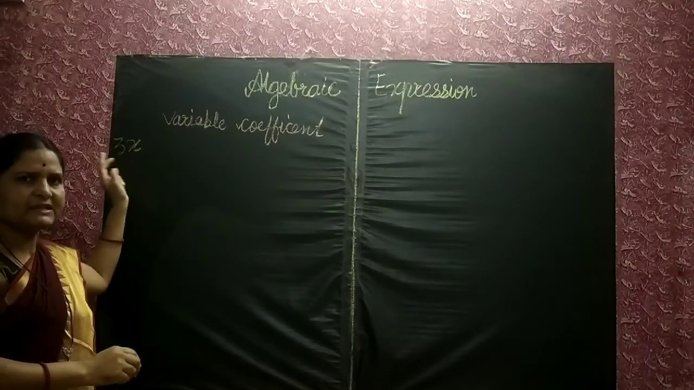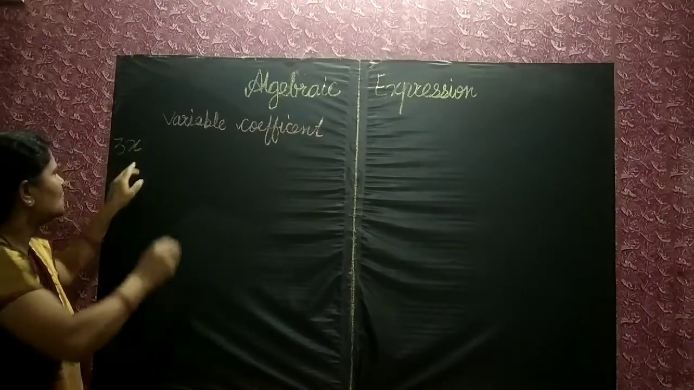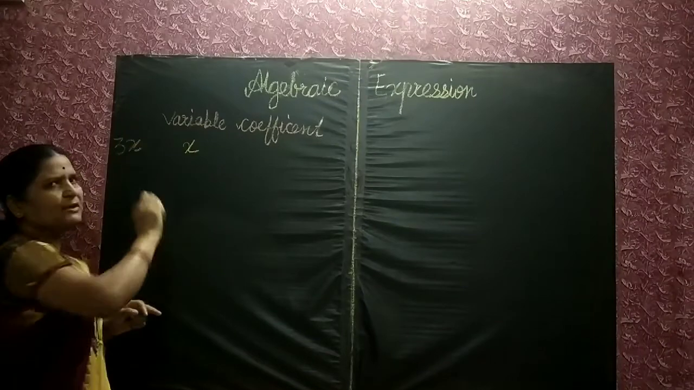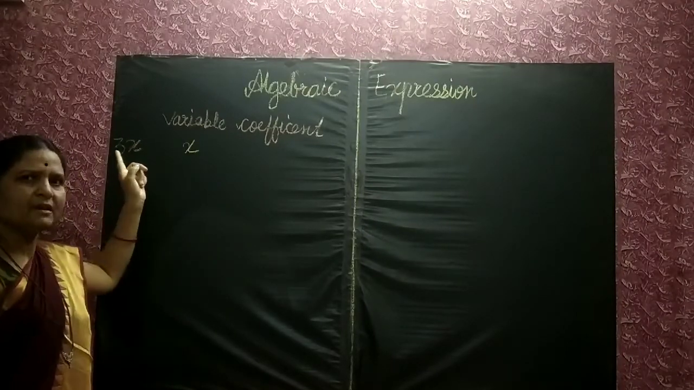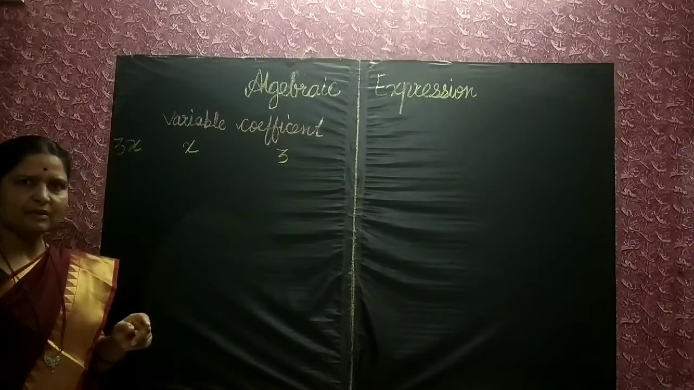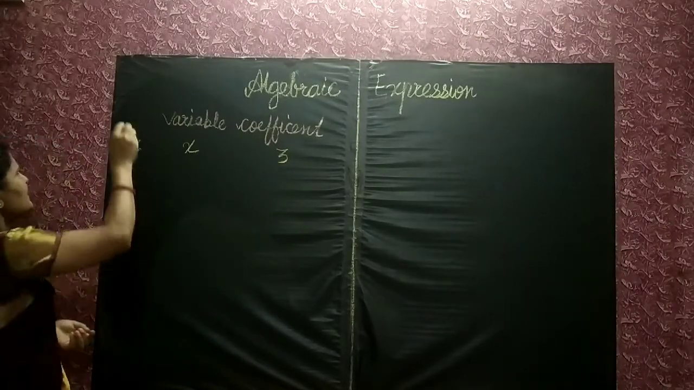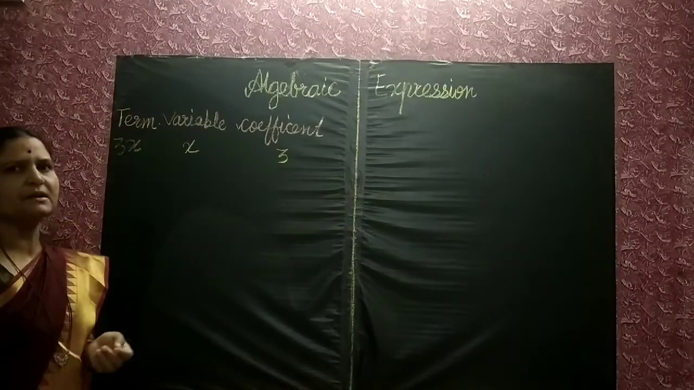Now suppose we take one example here, 3x. 3x is one expression. In this expression, x does not have any fixed value, so it is called a variable, and 3 has a fixed numerical value, so it is a coefficient. Next, we'll see term. What do you mean by term?